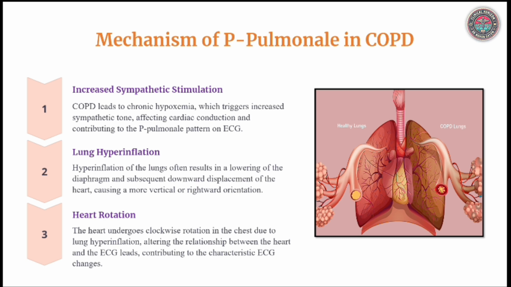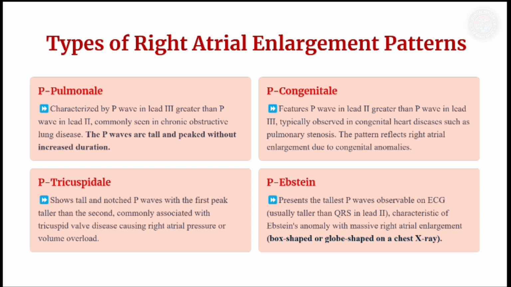Types of right atrial enlargement patterns. Right atrial enlargement manifests in distinct ECG patterns based on the underlying pathology. P pulmonale, seen in chronic lung diseases. P congenitale is common in congenital heart defects, showing an exaggerated P wave in lead 2.